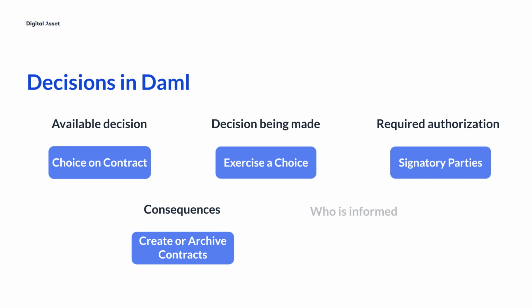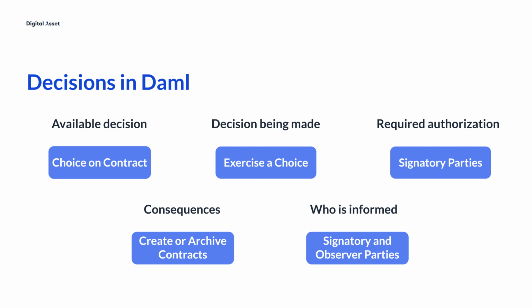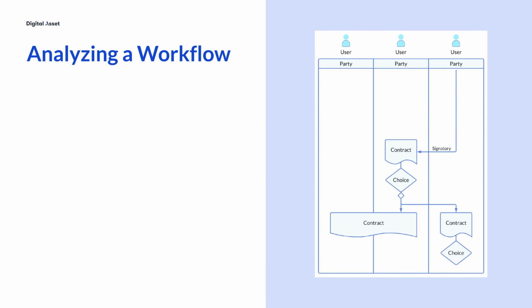Finally, we can recognize who will be informed, specifically, signatories on the contract on which the choice was exercised, parties explicitly nominated to be informed of the exercise of a choice, and parties explicitly nominated to be informed of creation or archiving of the contracts affected by the choice. Returning to our original objective, to design a workflow, we now have the foundations for doing so in DAML. We start by identifying a key decision in the workflow. This decision becomes a choice.